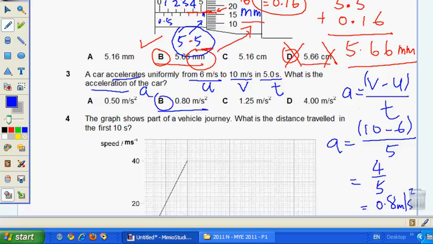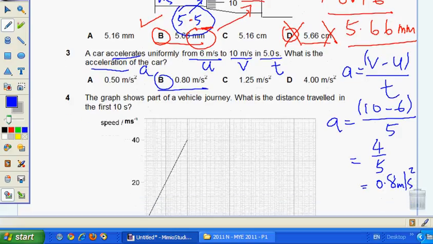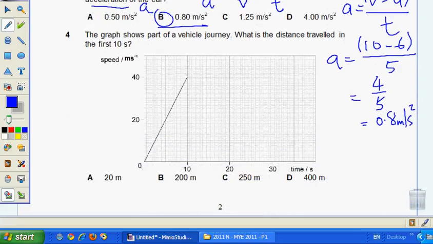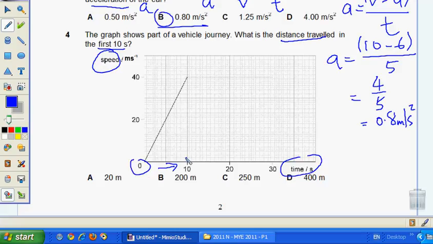What about question 4? Question 4 is another kinematics question because it's given as, please take note, a speed against time graph. Some students get very confused when it becomes a distance against time graph. In this case, it asks for the distance traveled in the first 10 seconds. So the first 10 seconds is actually 0 all the way to 10. So you must read the question very carefully.